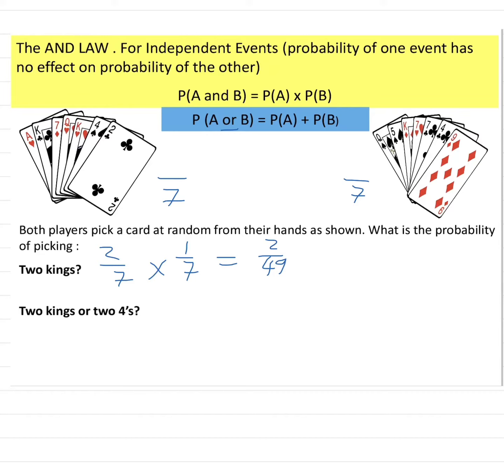Next one now, what's the probability of getting 2 kings or 2 fours? So this tells us we need to add. We already know the probability of 2 kings is 2 out of 49. And then we need to add the probability of 2 fours. So in the hand on the left, there's 1 four, so that would be 1 out of 7. The one on the right, also there's only 1 four, so that would be 1 out of 7 again. Now 1 out of 7 times 1 out of 7 gets us 1 over 49. Let's add that now to 2 out of 49. And that gets us 3 out of 49.